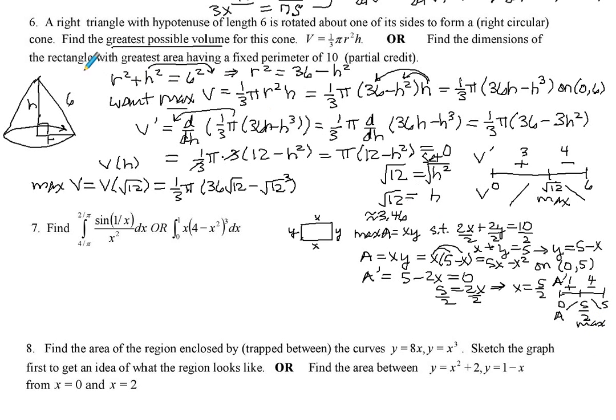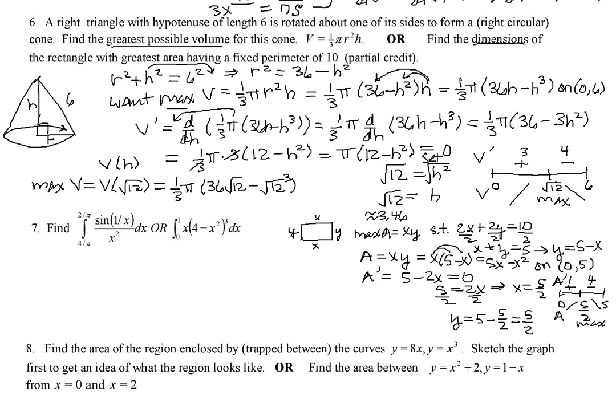And here they ask us to find the dimensions. So x is 5 halves, and then your y is going to be 5 minus x. So 5 minus 5 halves. If you get an LCD, that's 10 halves minus 5 halves, which is 5 halves again. So those are our dimensions, 2 dimensions.